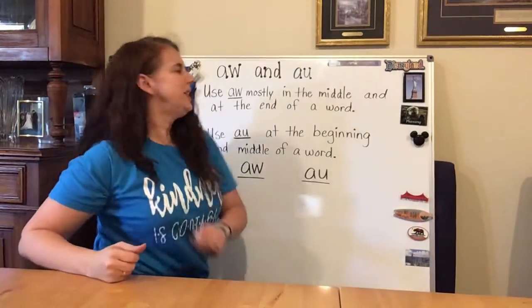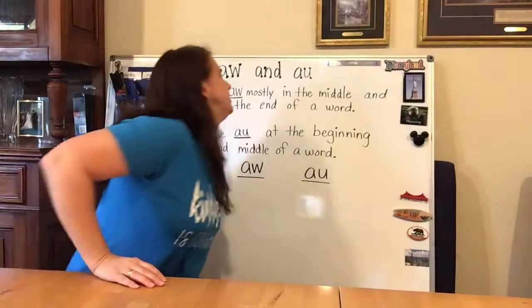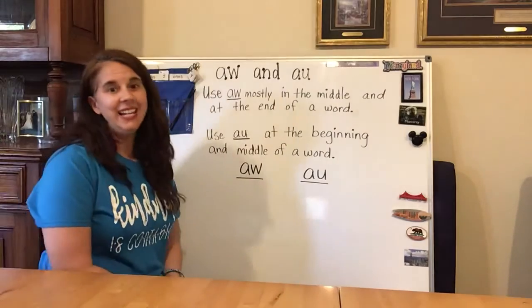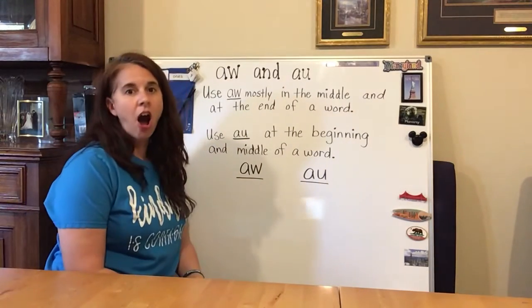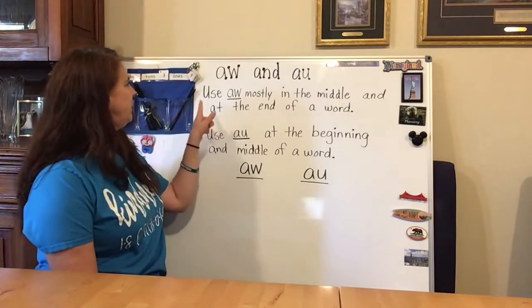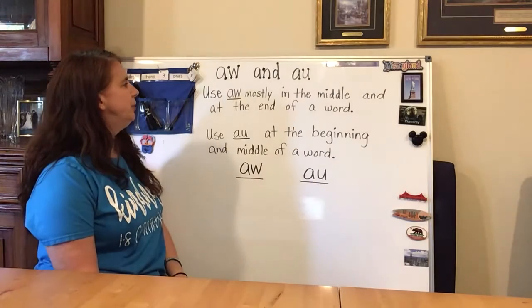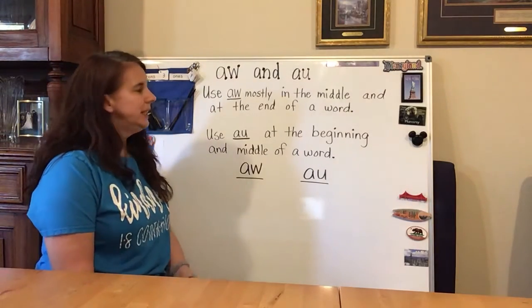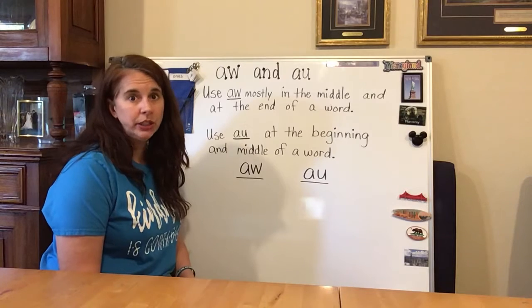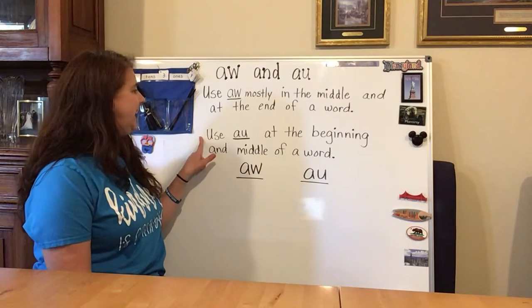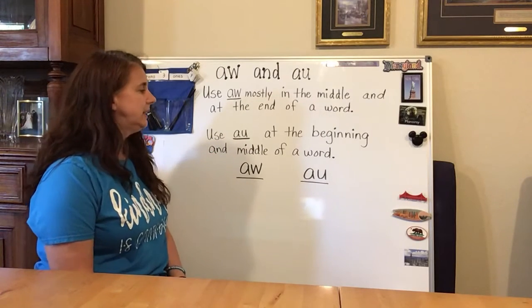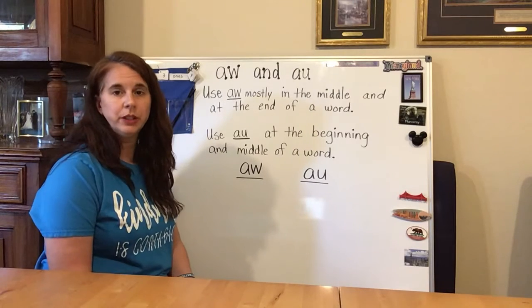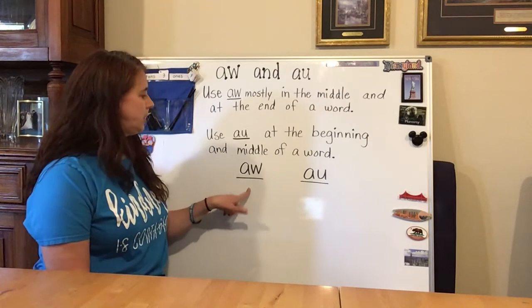First grade, we are going to be learning about the "ah" sound, A-W and A-U, that makes the "ah" sound. So we're going to use A-W mostly in the middle and at the end of a word. And then we're going to use A-U at the beginning and middle of a word. So we're going to do some examples. So we're going to start with A-W.